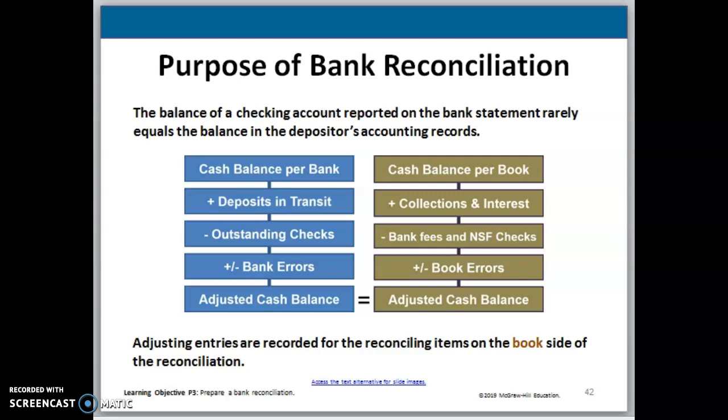So here is just an outline, and this is a good sheet to keep handy, that has what we do on the bank side and the book side. So we have the cash balance that we're going to have for the bank statement. That's what we're going to start with. And we have our balance that we're going to have on the book side. At the end, that adjusted cash balance should equal. If they don't, we're still missing something. So we want to try to reconcile them so that they do equal at the end of this.